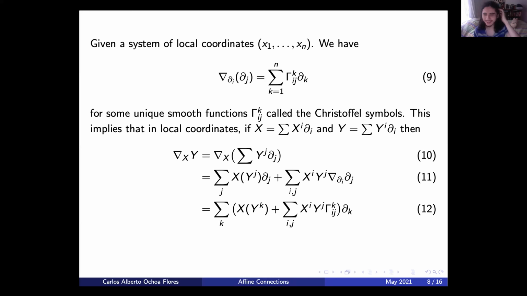Okay. And well, they are important. I don't know if they are very important or not, but they are at least interesting because most of the important invariants of Riemannian geometry can be locally expressed in terms of Christoffel symbols. Okay. So, knowing this, since the connection is C-infinity linear in the first entry and has this Leibniz rule in the second entry, we can locally express the connection evaluated in two vector fields like this, right?